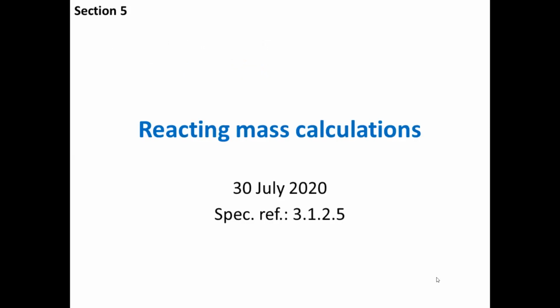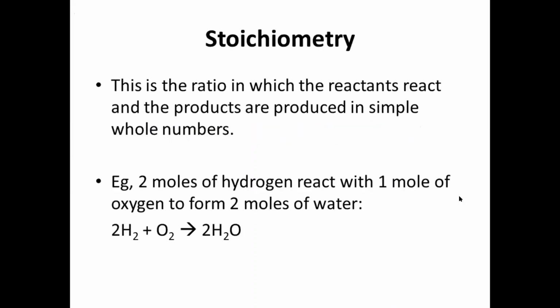In the next section, we're going to look at a variety of calculations related to reacting masses. So this word comes up sometimes, not so much in the questions, but in general conversations around chemistry, so it's good for you to know that word. Stoichiometry. Stoichiometry means the ratio in which reactants react and the products are produced in simple whole numbers. So basically, it's related to the balanced equation. If I have a balanced equation where everything is a whole number, that's a stoichiometric relationship.